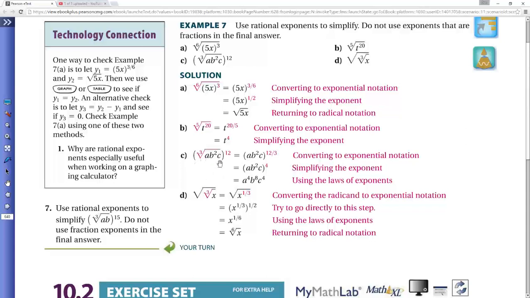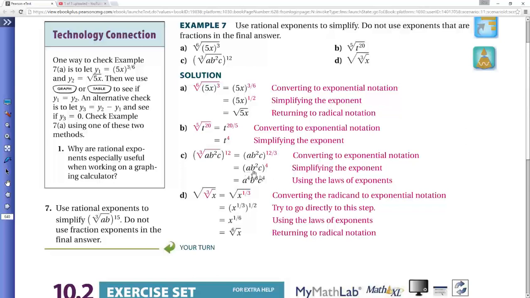If I have something like this, it's all to the 12th power. Well, I can take this scenario and say that this ends up to be a b squared c, the quantity, all to the 12/3 power again. Simplify that fraction, you're going to end up with 4. And then a better way to show this expression is to use the law of exponents, and I can say this multiplies against each one of these factors in here, right?